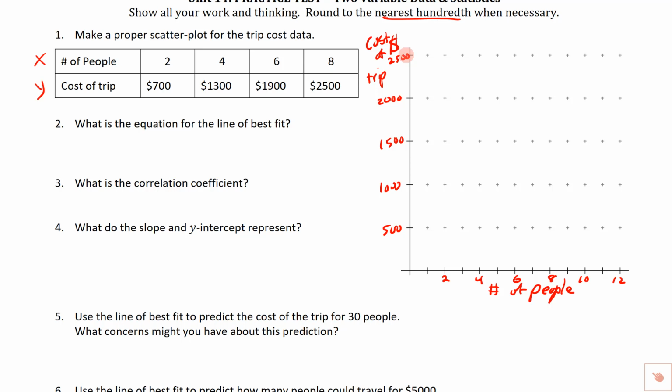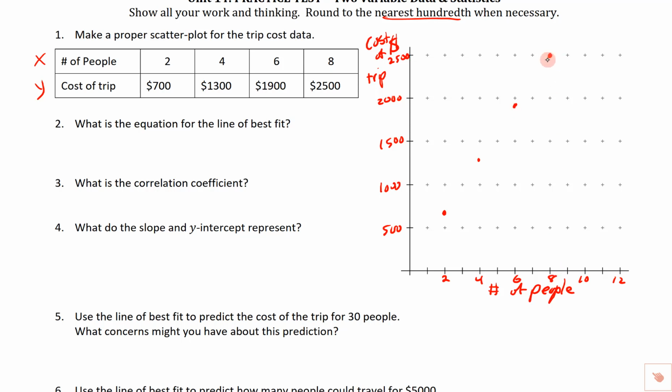All right, so we need to make the scatter plot. So we've got it scaled and labeled now. We're going to put the points on there. So we're going to do 2 and 700. So we're going to put a point about right there. Then 4 and 1,300. So 1,300 somewhere right around there. 6 and 1,900. 1,900 is just shy of that 2,000, so we'll be about right there. And then 8 and 2,500. 8 and 2,500, so we're right in there.